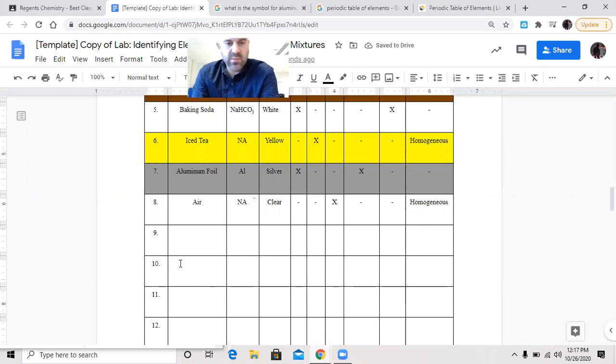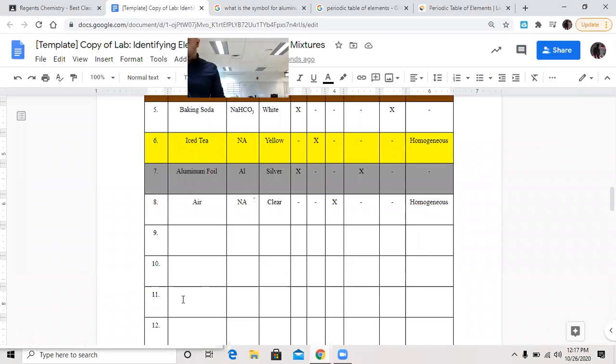All right, next up, number 9. Sample number 9. What is it? There it is. This is a brass cylinder. So it's a brass cylinder for number 9.